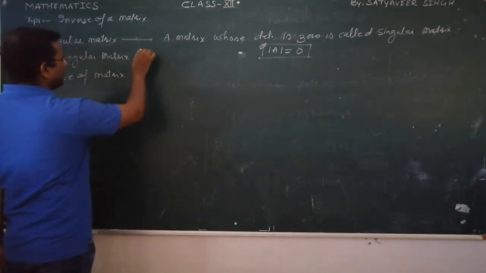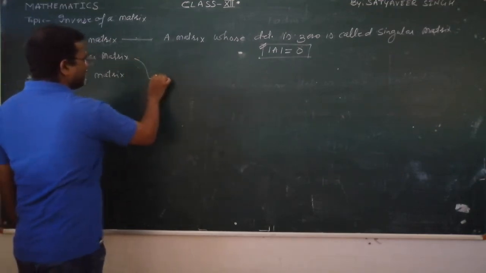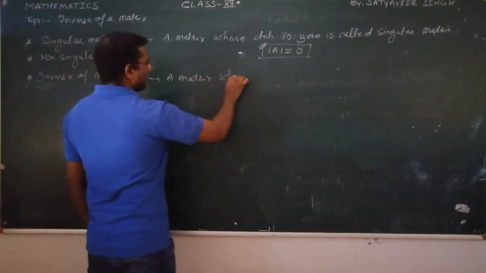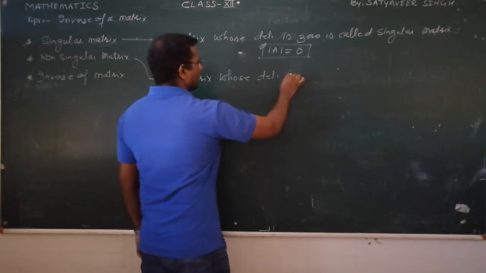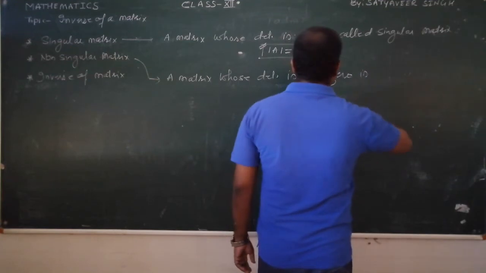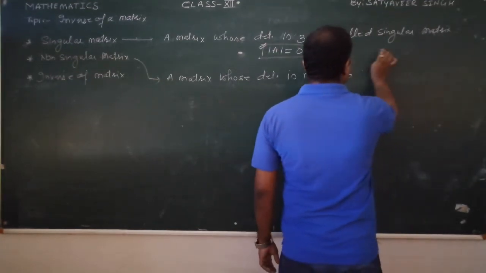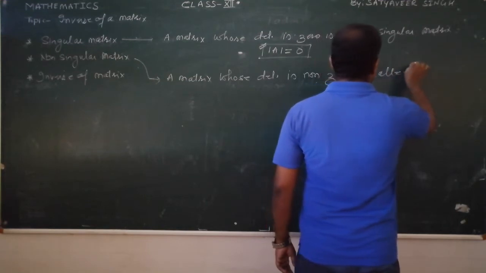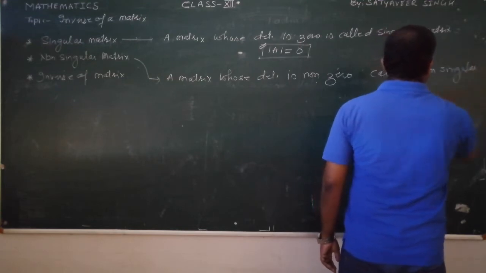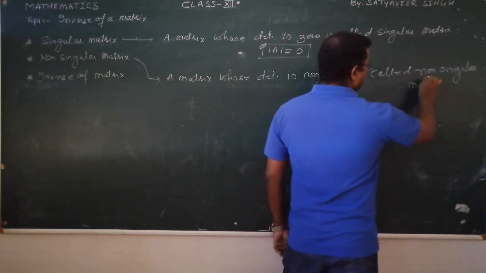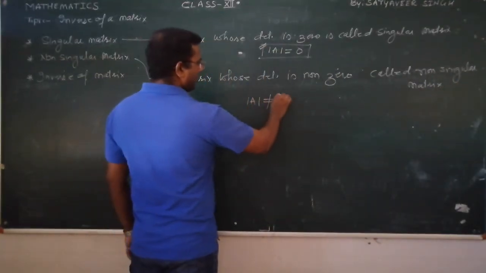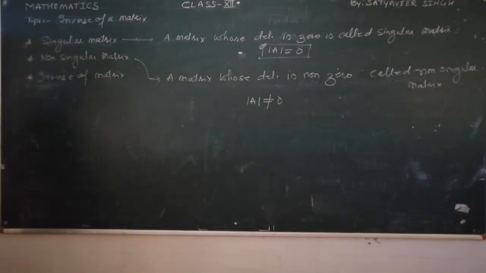What is non-singular? At the same time we can understand what is non-singular. A matrix whose determinant is non-zero is called a non-singular matrix. So we understood by this that if determinant of A is not equal to 0, it is non-singular.